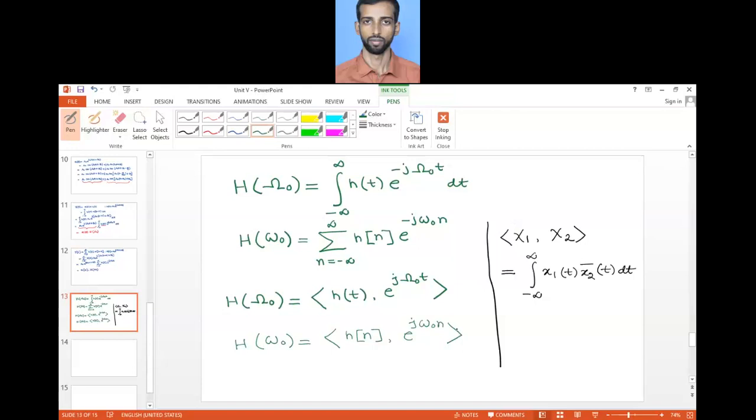So now we are at a particular juncture of our discussion where, apart from identifying the inner product, we have to find out the physical significance of this inner product. That is very crucial, because mathematically we have understood that the signal we get out of an LTI system is the original input signal multiplied with something, and that something is the inner product between the impulse response and e to the power j omega naught t. Now you need to understand the physical significance of this inner product.